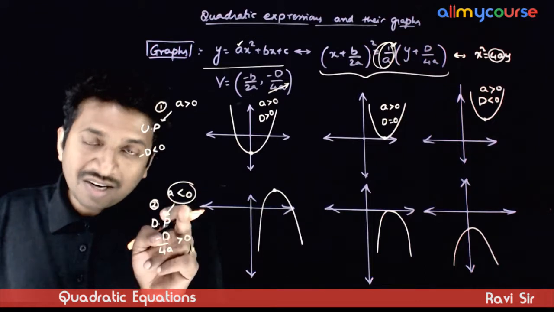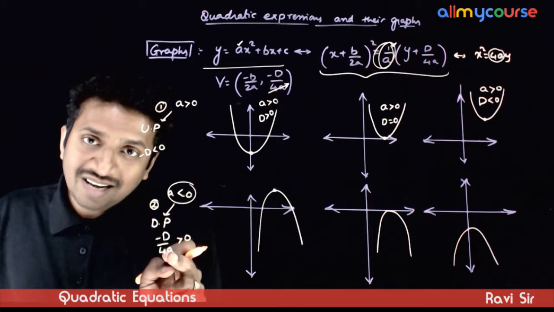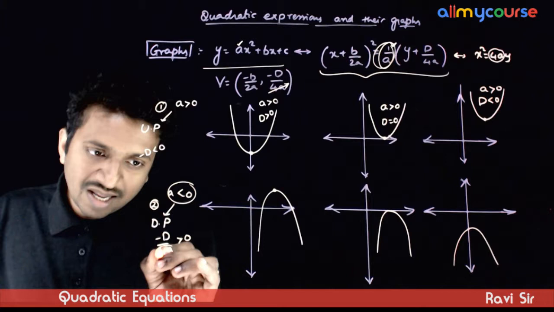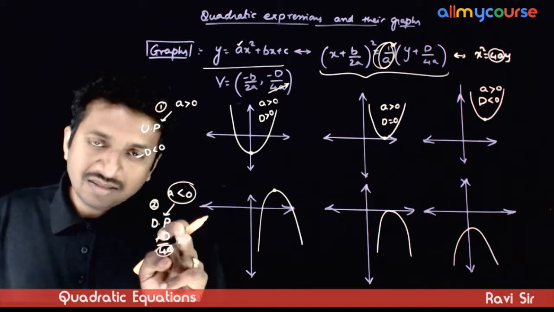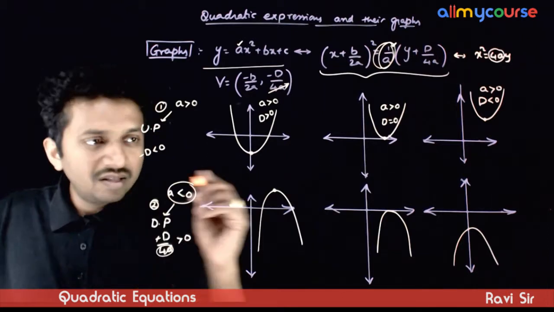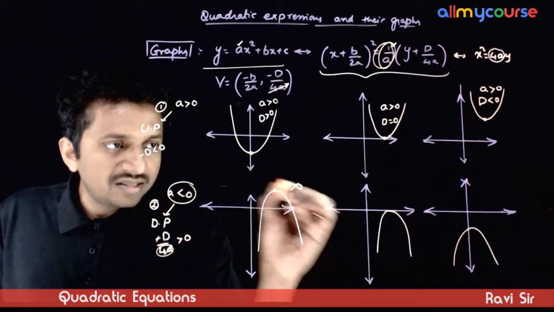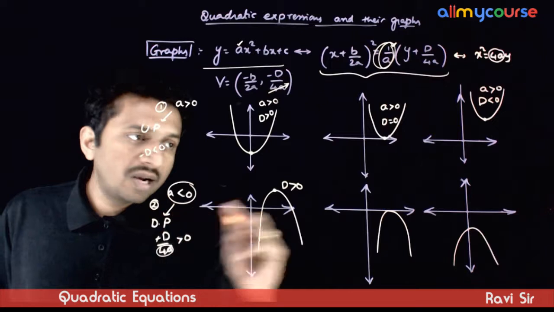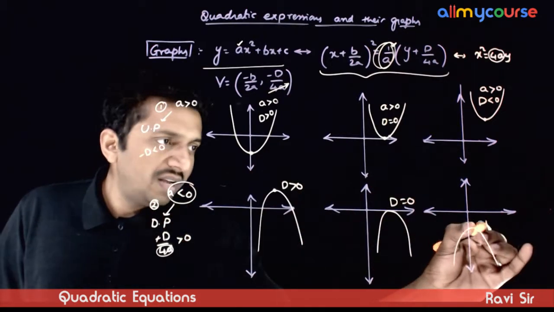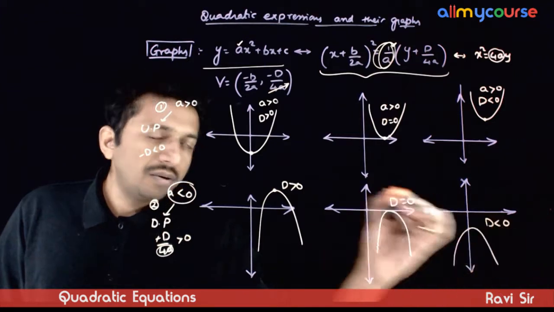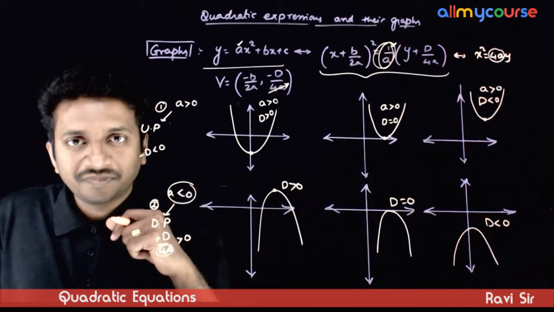So a is already less than 0, so a is a negative quantity. Negative and negative quantity get cancelled. Hence d has to be positive. So if d is greater than 0, the graph will look like this. If d is equal to 0, the graph looks like this. If d is less than 0, the graph looks like this.